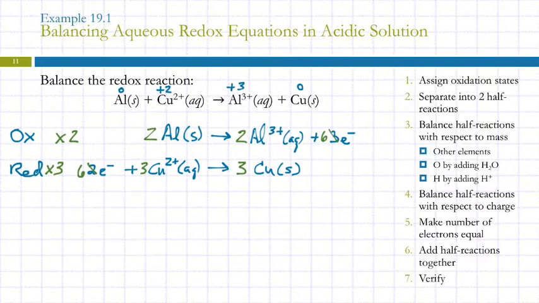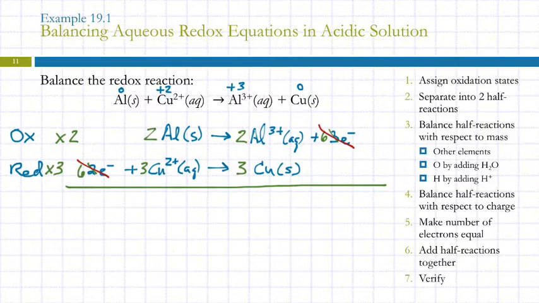Now we're going to add these equations together. So we have set this up so that the electrons are going to cancel out. This equation is producing 6 electrons. This half reaction is using 6 electrons. So the electrons cancel out. And then we're going to write down the other stuff. The exact order doesn't matter, but I usually just follow the same order that we started out with. So 2 aluminum atoms plus 3 copper ions.